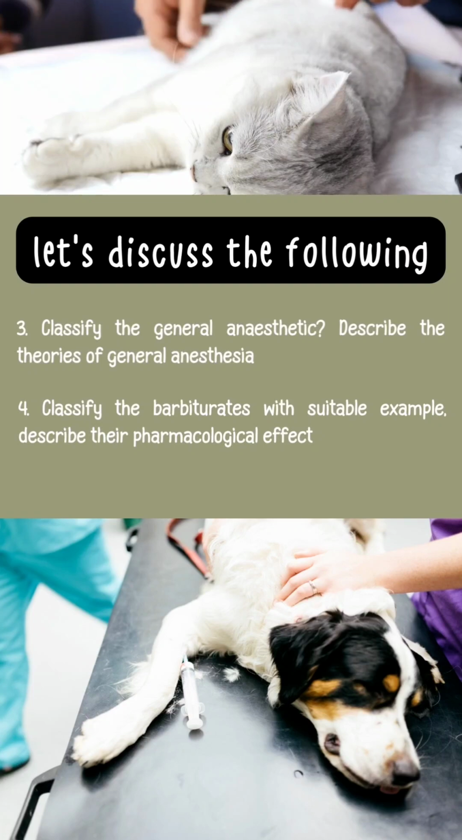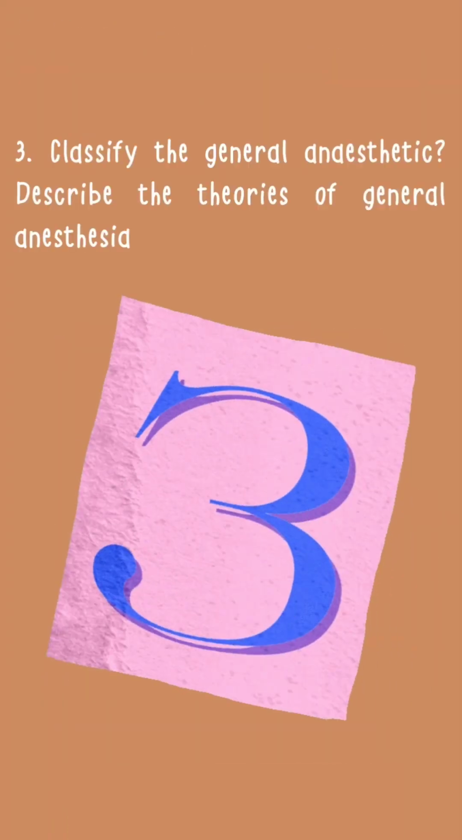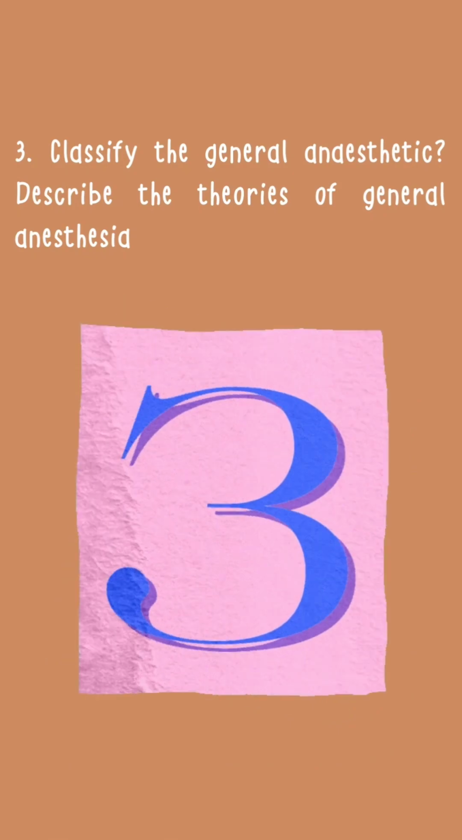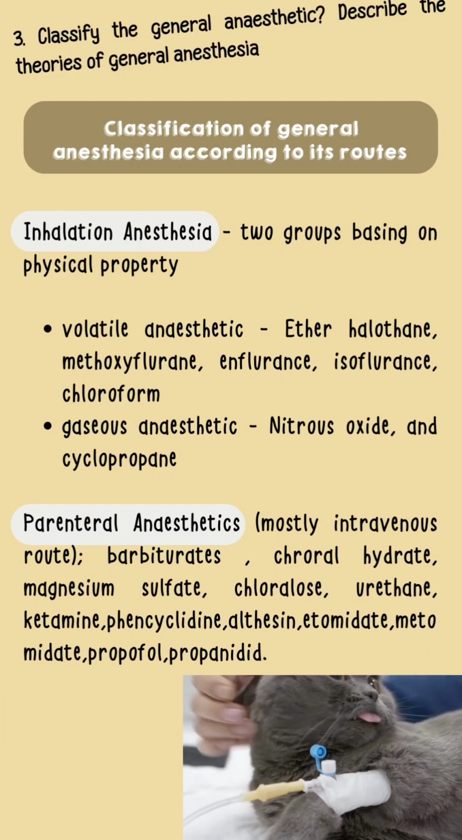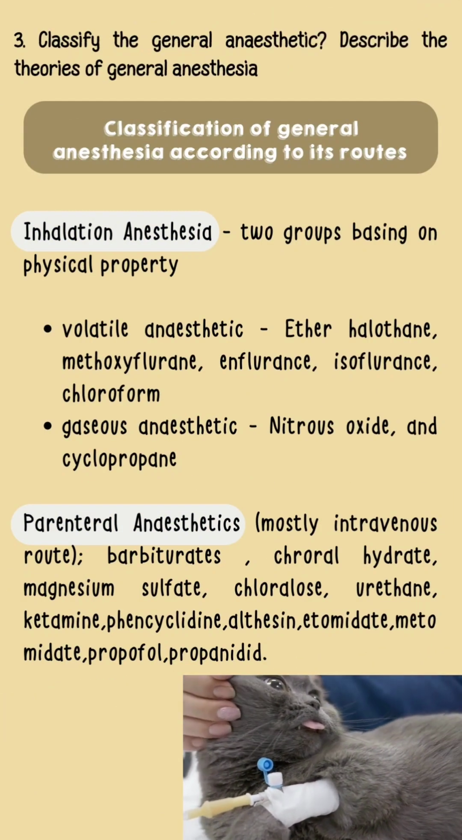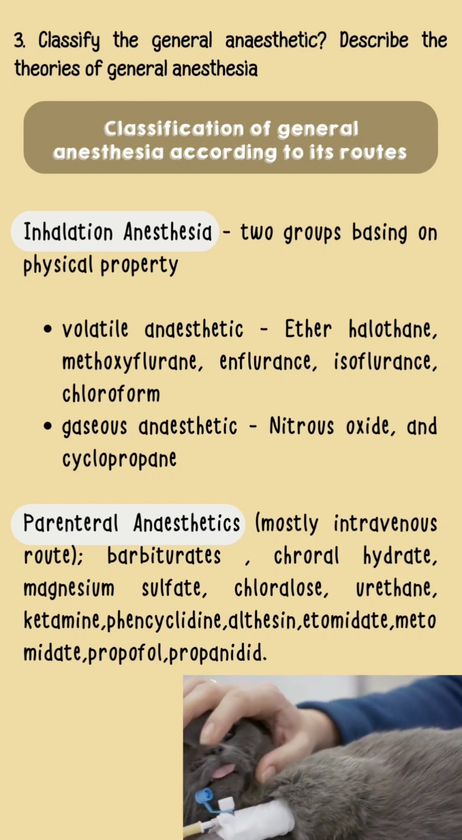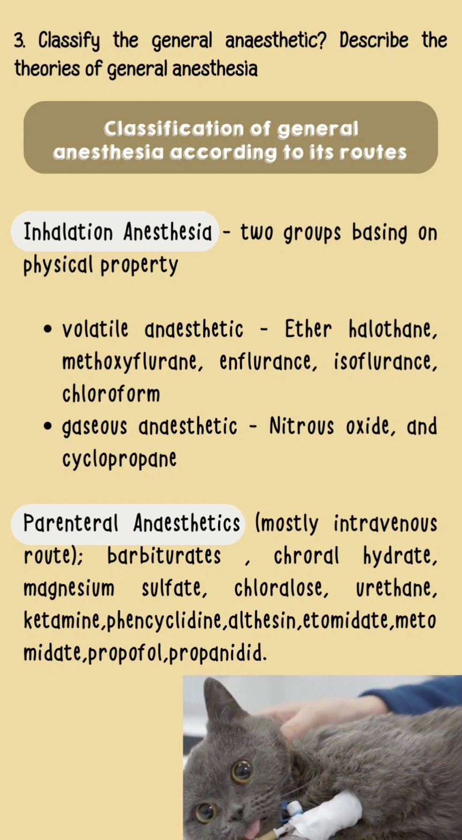So let's discuss the following: classify the general anesthetic and describe the theories of general anesthesia. So we have the inhalation anesthesia, which is divided into two: the volatile and the gaseous anesthetic, and the parenteral anesthetics.